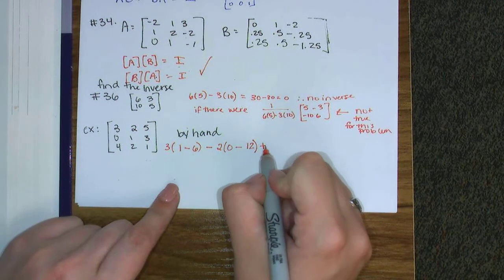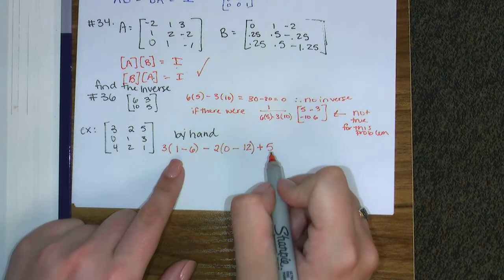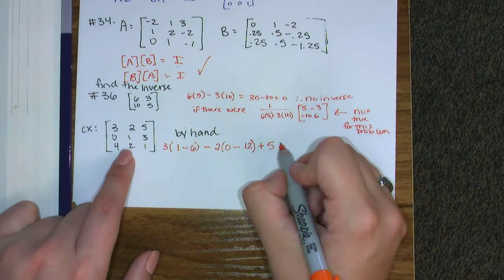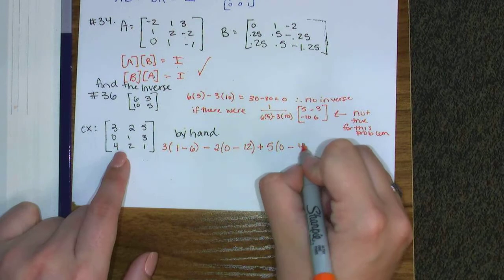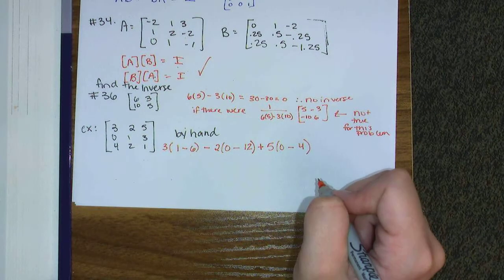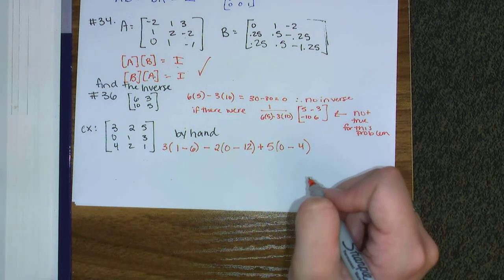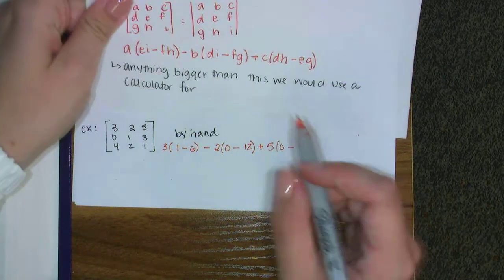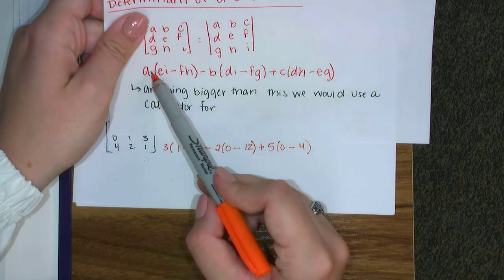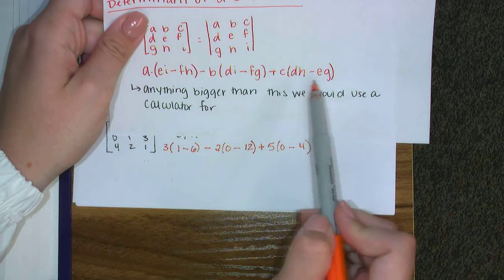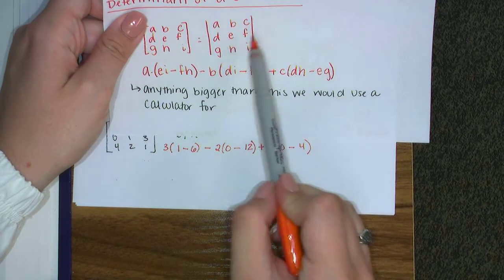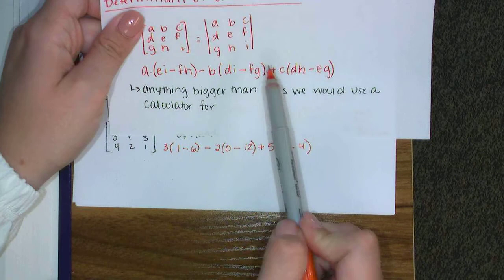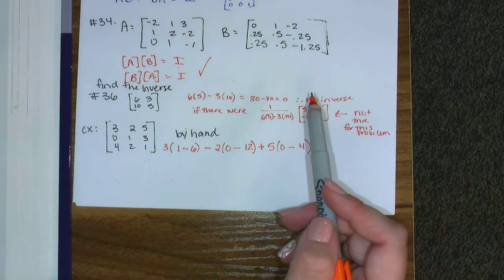Plus 5 times 0 times 2 is 0, minus 1 times 4 is 4. So everything here lines up with the pattern that I had. So if you were confused on where these numbers came from, just match it up here, just like this. Just replace the letters with the numbers.